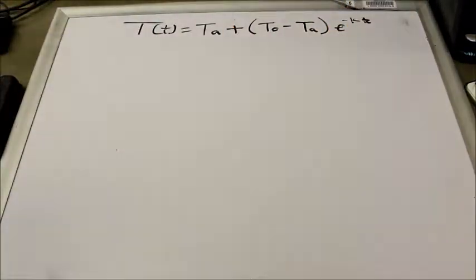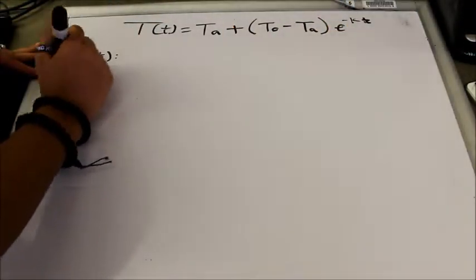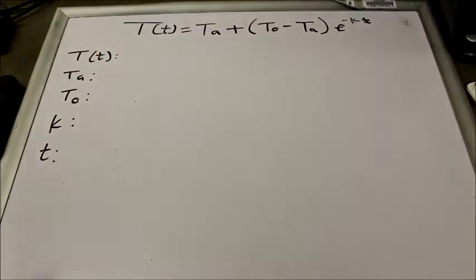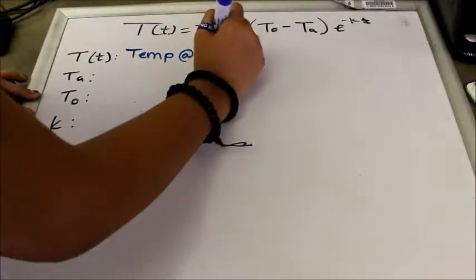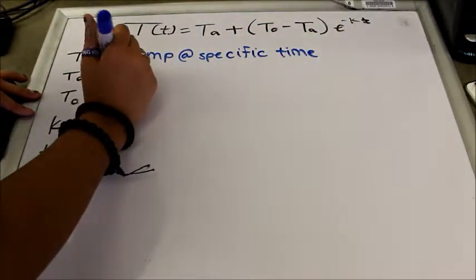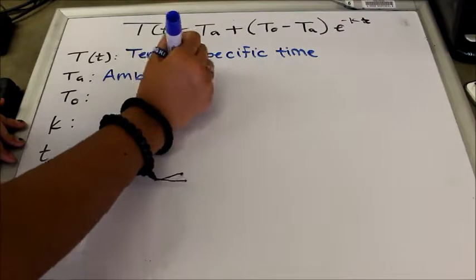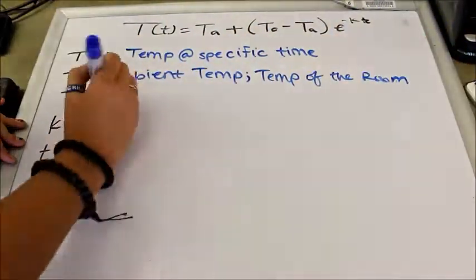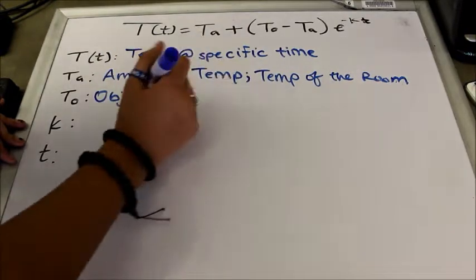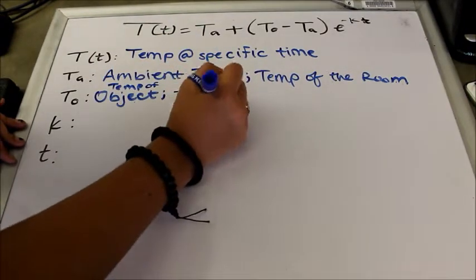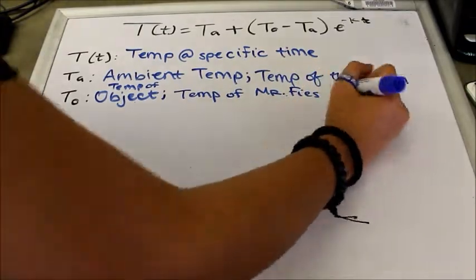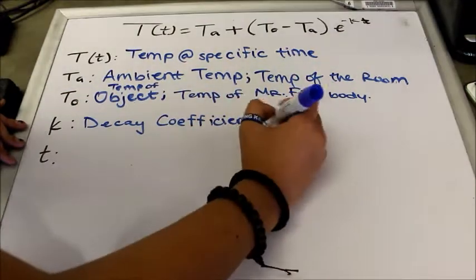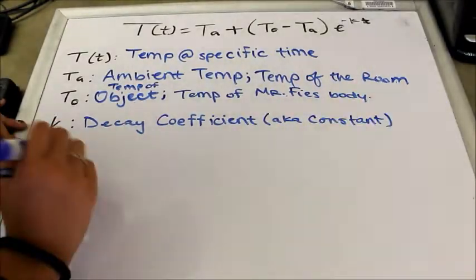In order to solve this problem, we use Newton's law of cooling. For this problem, it is big T of little t, the temperature at a given time, which is equal to TA plus (TO minus TA) times e to the negative k times t. In this case, big T is temperature, TA is the ambient temperature, which is identified as the temperature of the room, TO is the temperature of the object, being Mr. Fies' body, K being the decay coefficient, also known as the constant, and finally, little t equaling time.